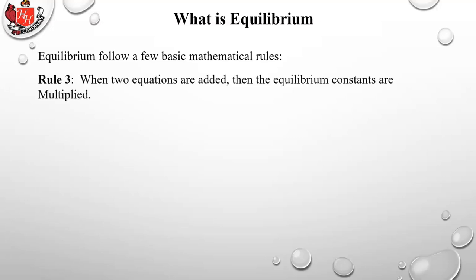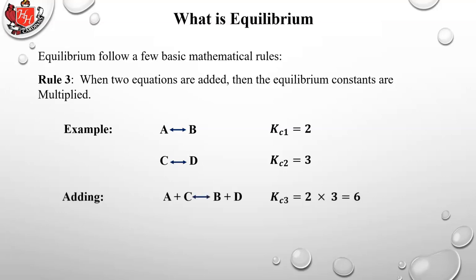Finally, one more rule. When two equations are added, then the equilibrium constants are multiplied. So if we have A produces B, and that equilibrium constant is 2, and then we have C produces D, and that equilibrium constant is 3, then when you add those two reactions to get A plus C equals B plus D, like you would in Hess's law, what you get for the K is not the same as Hess's law. You would multiply them together. So 2 times 3 would equal 6.